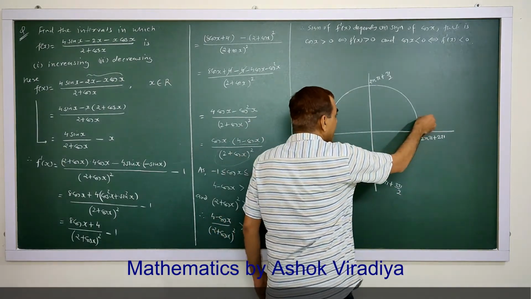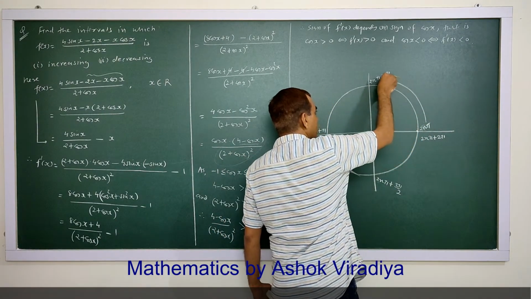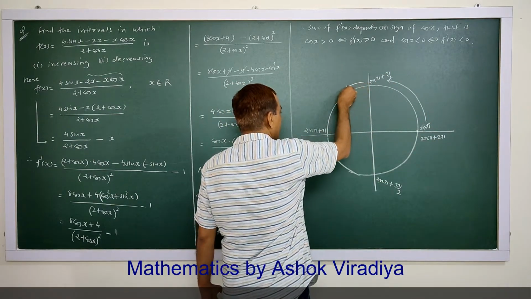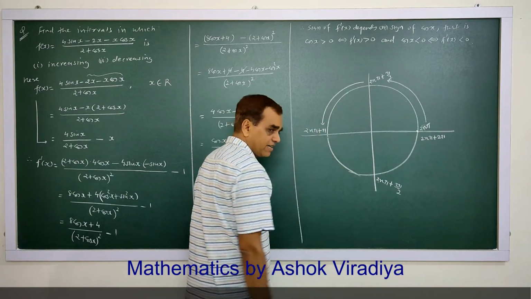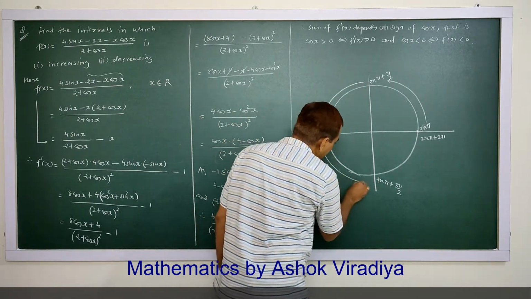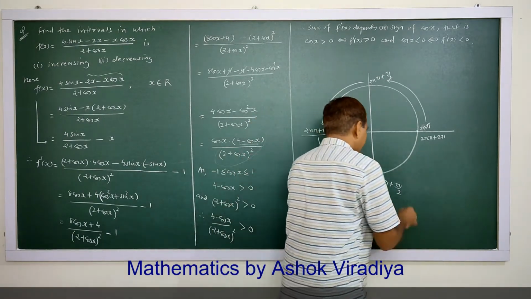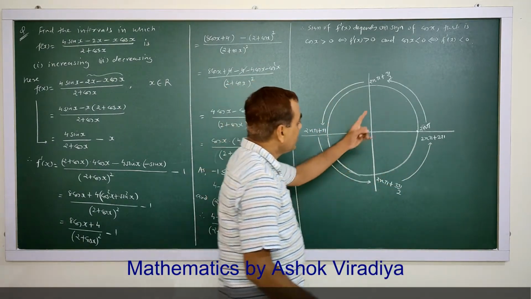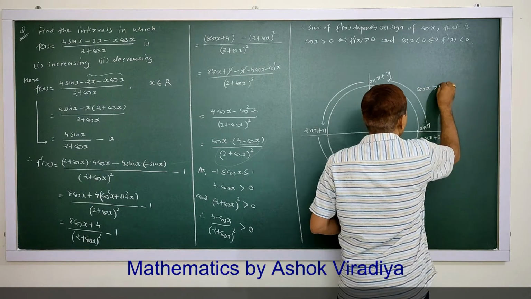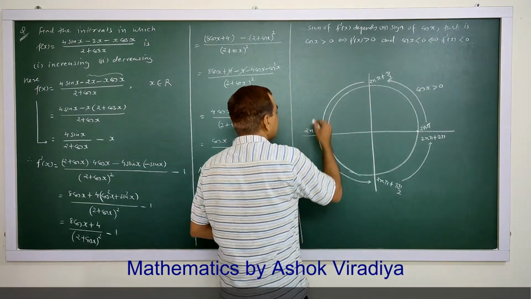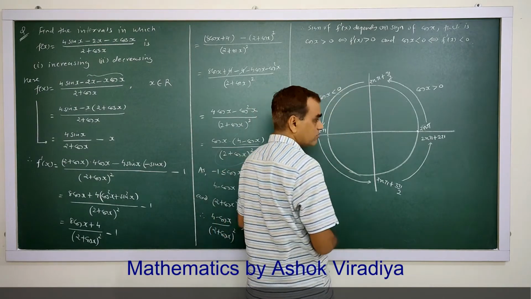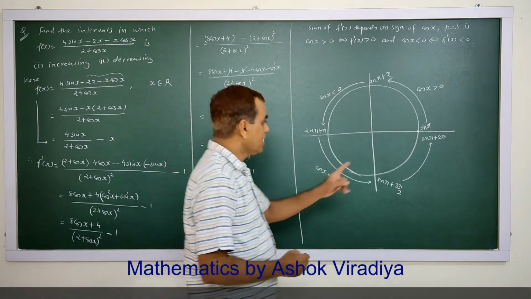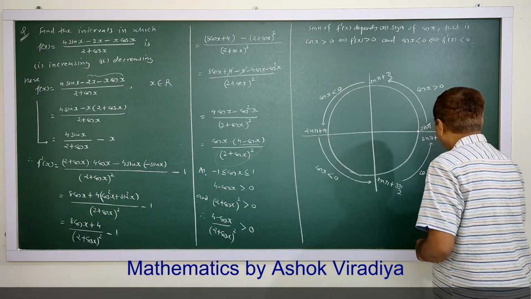So beginning from 2n pi to 2n pi plus pi by 2 covers the first quadrant. Then 2n pi plus pi by 2 to 2n pi plus pi covers the second quadrant. Then from this number to this number it covers the third quadrant, and from this number to this number it covers the fourth quadrant. In the first quadrant, cos x is positive. In the second quadrant, cos x is negative. In the third quadrant, cos x is again negative. Here, cos x is positive.